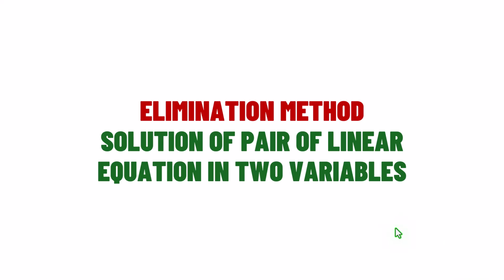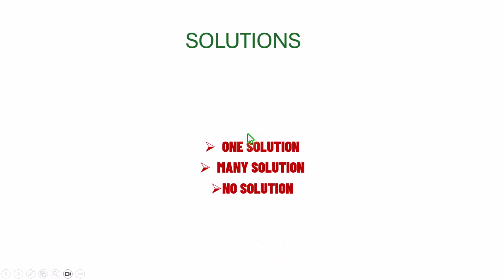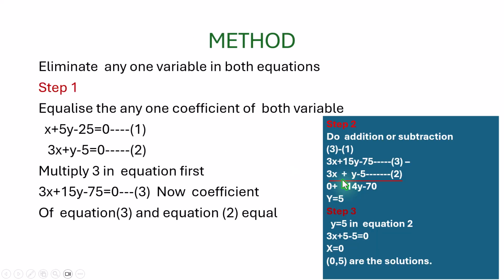In this video, I'll be discussing the elimination method for the solution of a pair of linear equations in two variables. Another method is the elimination method. Let's get started. The nature of solution here is also of three types: one solution, many solutions, and no solution. The method is to eliminate any one variable in both equations. Step one: equalize any one coefficient of both variables.